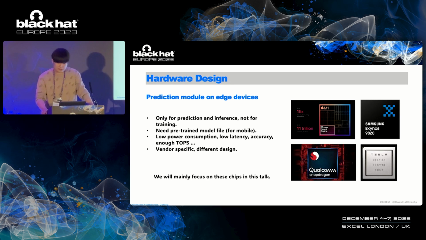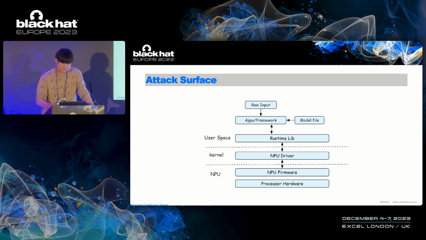There is also a kind of NPU for edge devices. These chips only do inference, not training, so they need a pre-trained model file, and they always have lower power consumption considering they're on mobile devices. We will mainly focus on this chip in this talk.